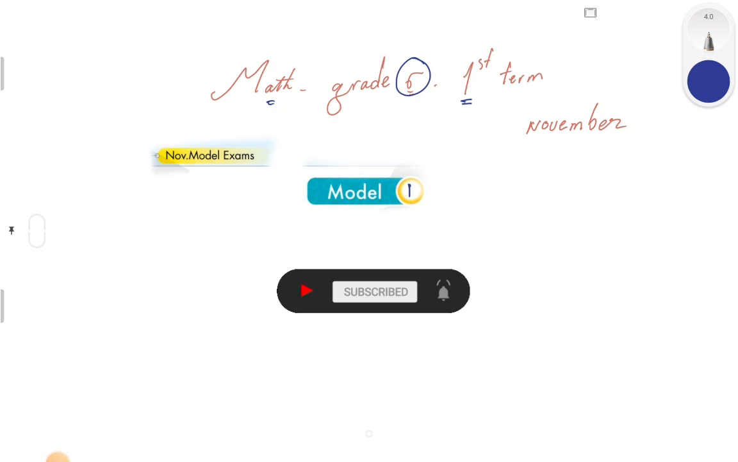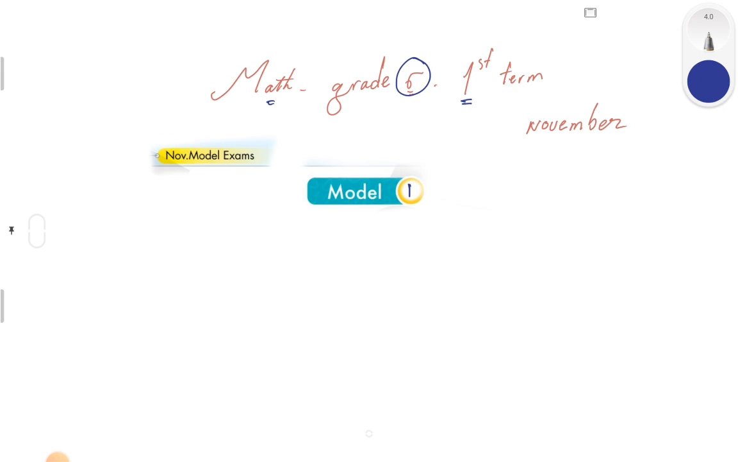Welcome to Math Grade 6 first term. We are studying mathematics for November, and now it's our turn to start the first model of November revision. This is the first model of November revision. Let's start.